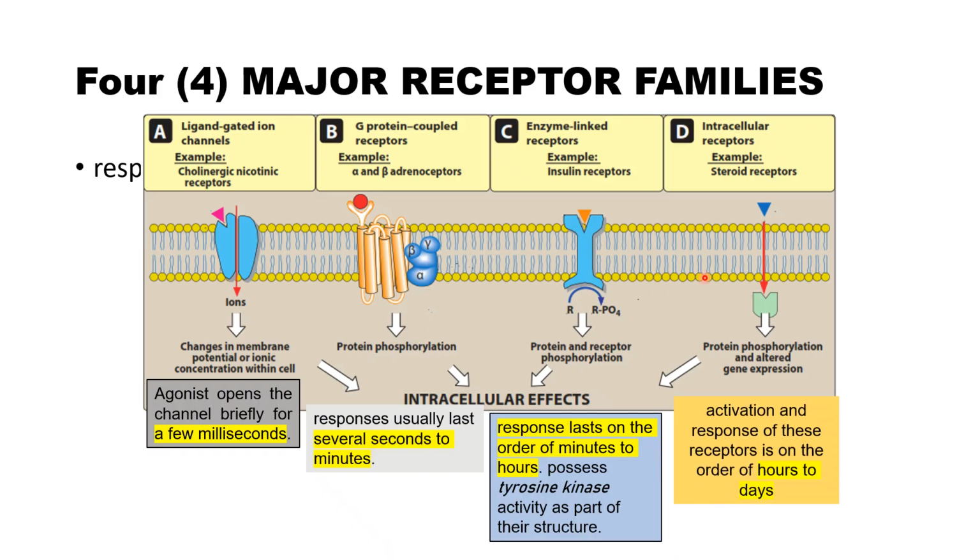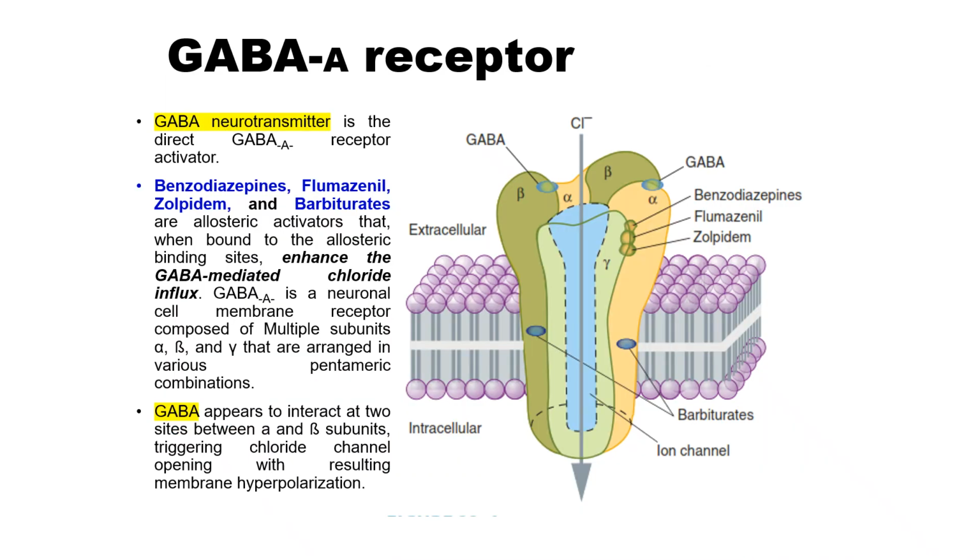The last, or the fourth type of the major class of receptor families is the intracellular and actually intranuclear receptors, such as the steroid receptors and thyroid hormone receptors, thyroxine receptors. Here, because of the position of those receptors intranuclearly inside the nucleus, the activation and response will take hours to days because the drug needs to penetrate through the cellular membranes.